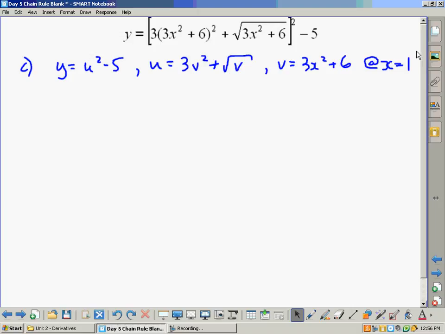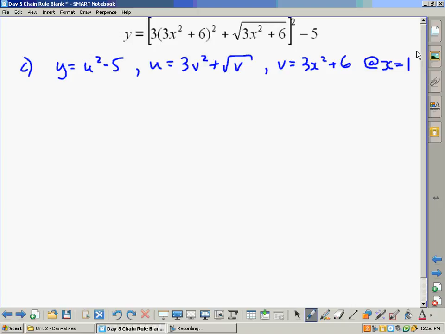embedded functions. So we've got y equals u squared minus 5. U itself is a function of v, so it's 3v squared plus root v. And then v is a smaller function, a smaller little Russian doll, as 3x squared plus 6. All of this, I want you to find at x equals 1. So the question will look more like the one in blue, where it says use the chain rule, given all this information, as opposed to the one in black where you have to assign u's and v's.